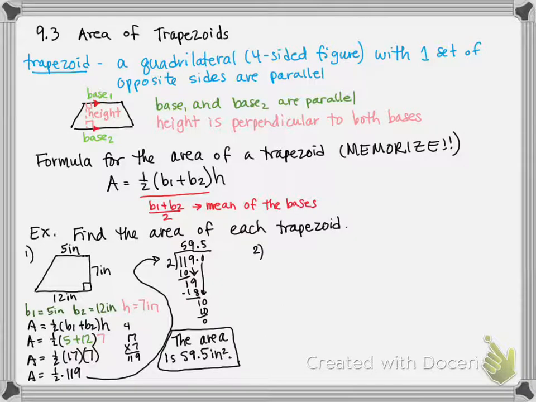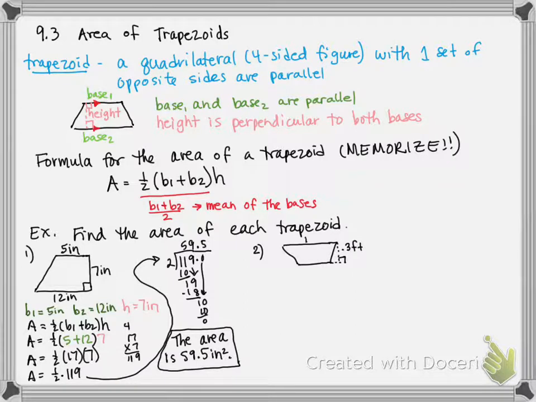Let's look at the next one. Next one has the longer base on top and the shorter base on the bottom. The other thing that's kind of interesting about this one is that it shows the height outside of the shape. And they do that sometimes just for cleanliness reasons, I guess. So that number is going to be 0.3 feet. So we're going to be working with decimals here.